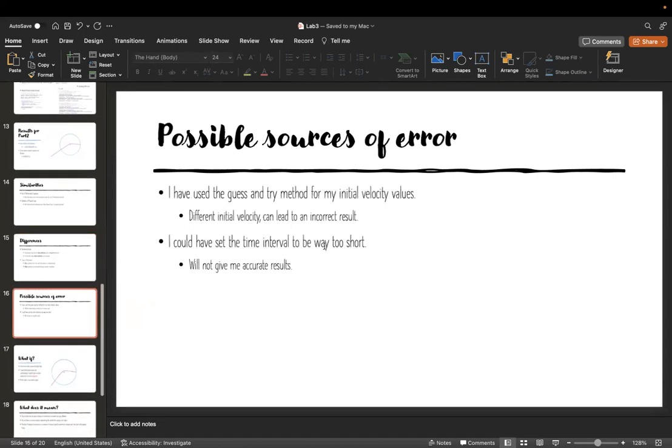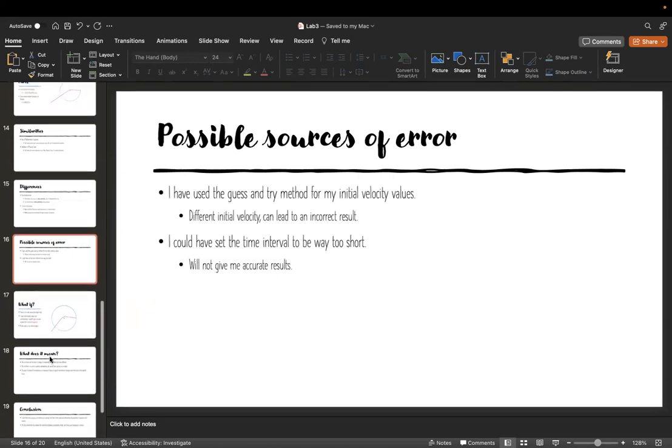simulations. Here are possible sources of error. I have used the guess and try method to find initial velocity values. A different initial velocity can lead to a different incorrect result. If we set the time interval to be way too short, this will not give me accurate results.